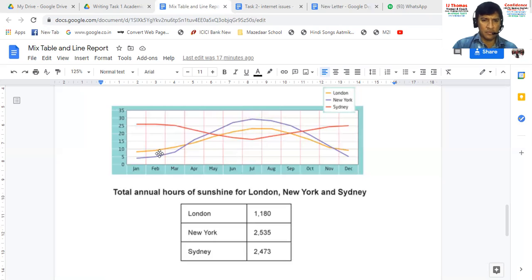Then moving on to the table. New York is the highest among the other cities at 2,535 hours, followed by Sydney at 2,473 hours per annum, and at the least, London at 1,180 hours per year.